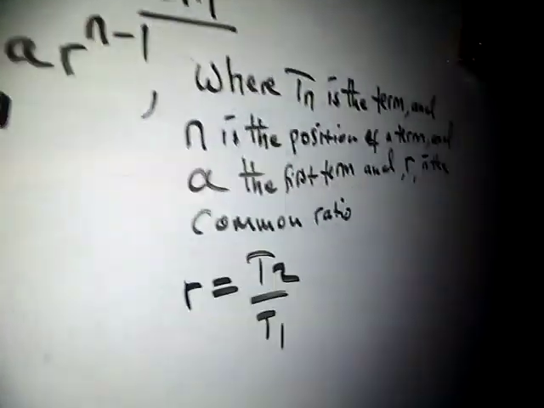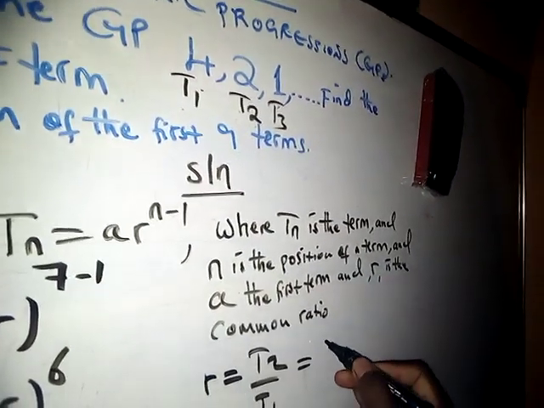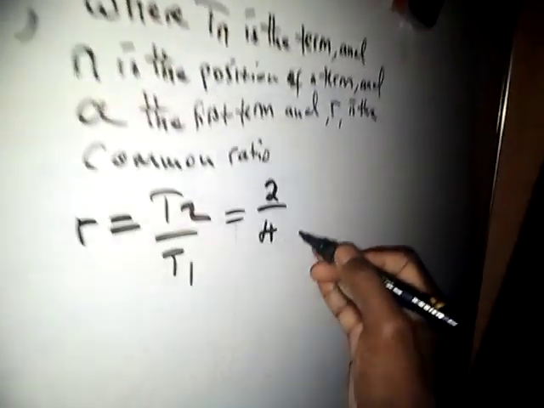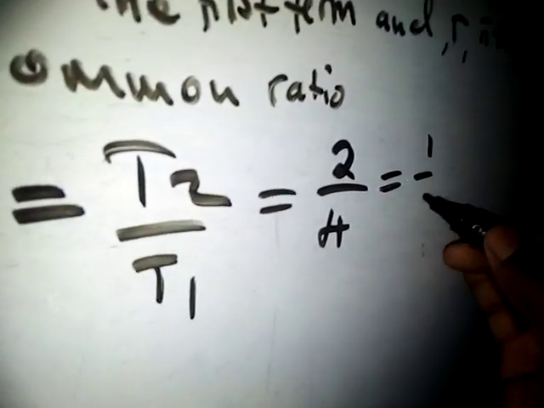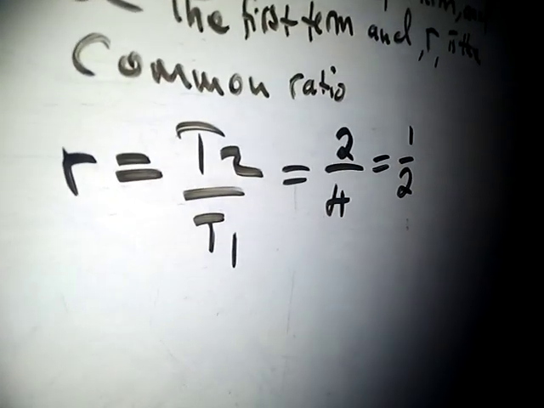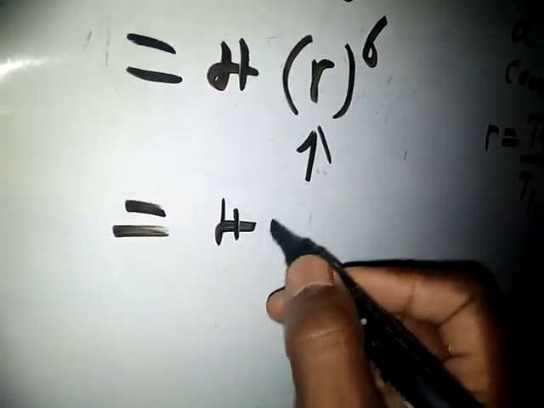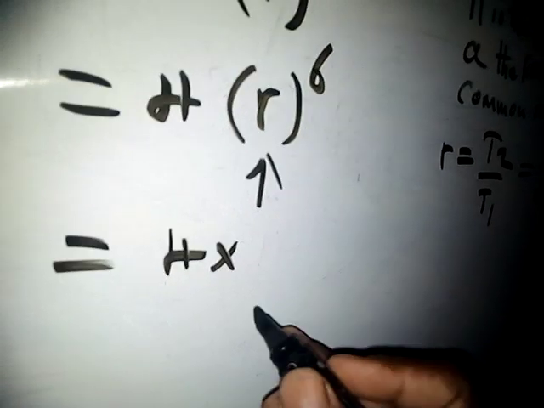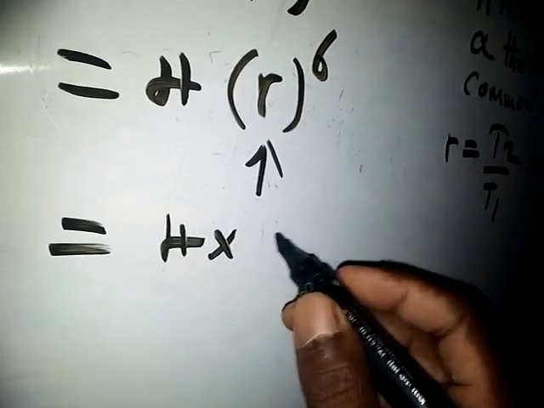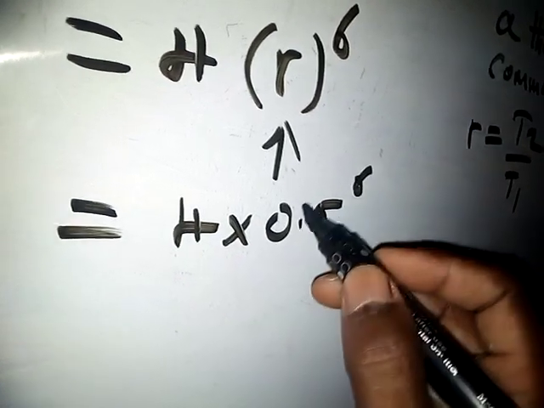You see? So in this case, the T2, we know it is our number 2. So we can write a 2 here. And the T1, we see it's a 4. When you simplify this, we're going to have 1/2. So our R equals 1/2. Our common ratio is 1/2. Let's try to substitute in here. So we're going to say this is 4 times our R, which is 1/2, which is just the same as saying 0.5. So you could say 0.5 raised to the 6th power.